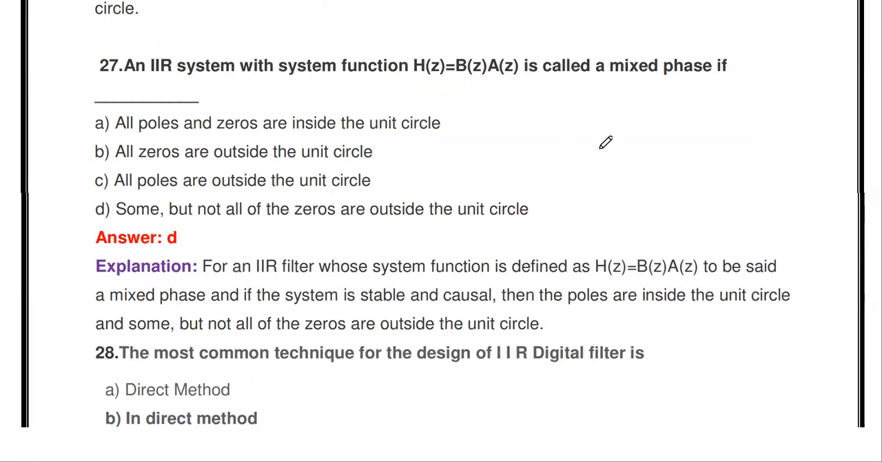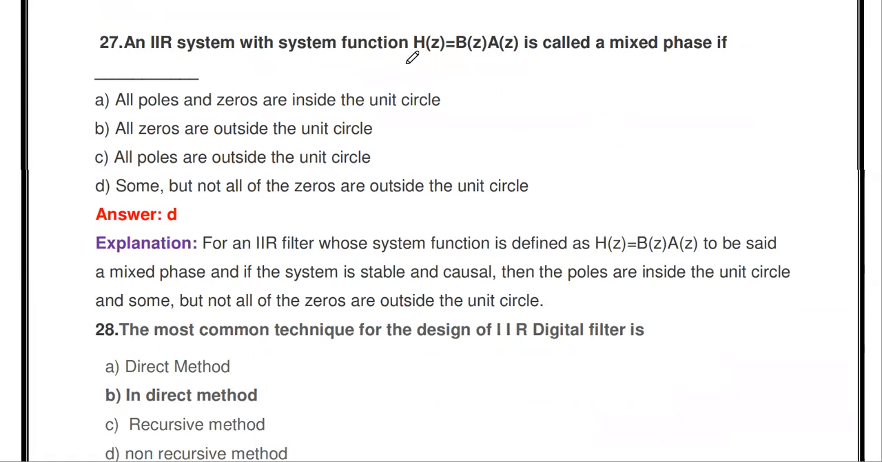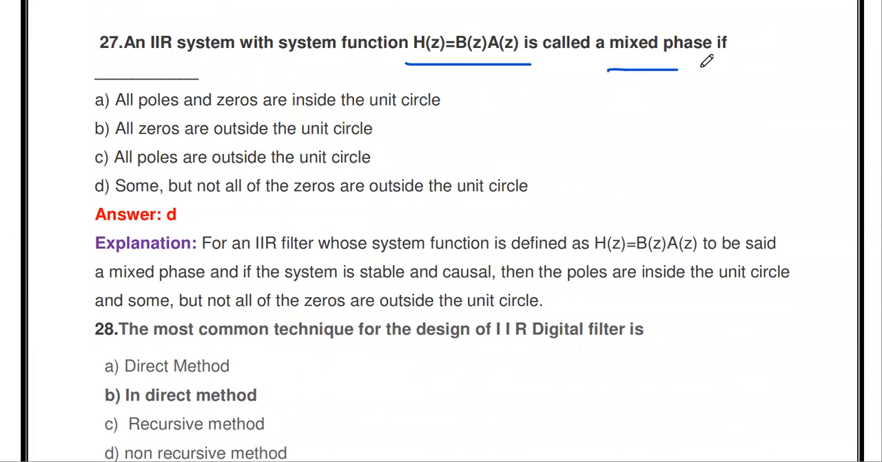Sorry, IIR filter. Then an IIR filter with the system function H(z) equal to B(z) by A(z) is called mixed phase if dash. Mixed phase means not all of the zeros are outside the unit circle. If it satisfies this condition, that system is called a mixed phase.